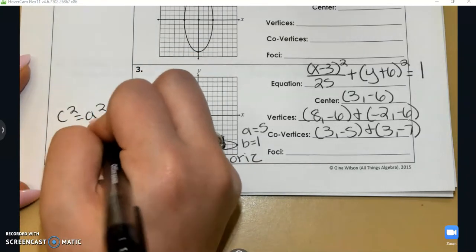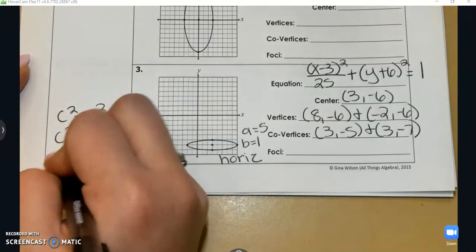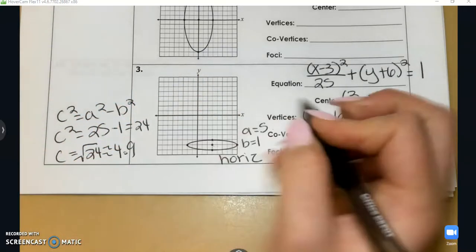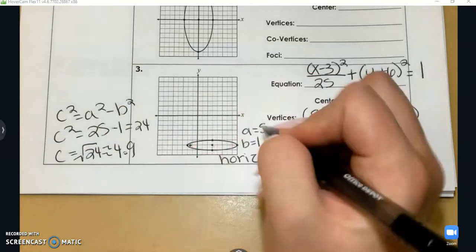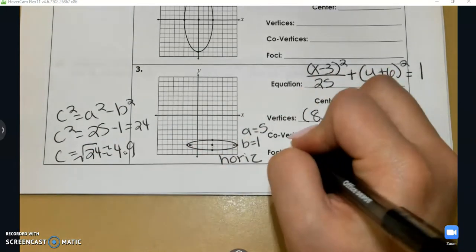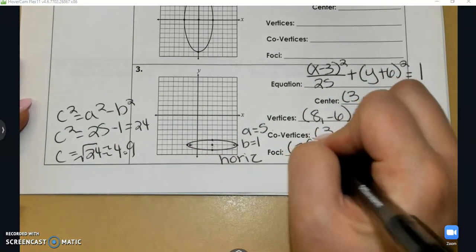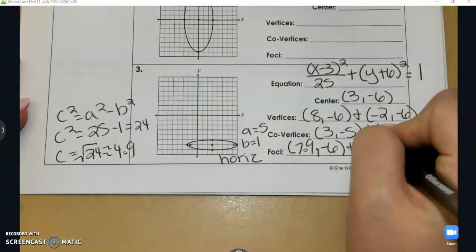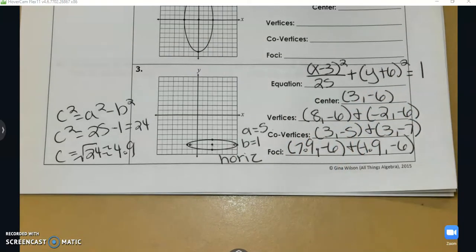Now, to find the foci, really quick, C squared is equal to A squared minus B squared. So that's going to be 25 minus 1, which is 24. So C is the square root of 24, which is like 4.9. So this one's going to be really close to the vertices. All right, so that's easier when we're given the graph itself.